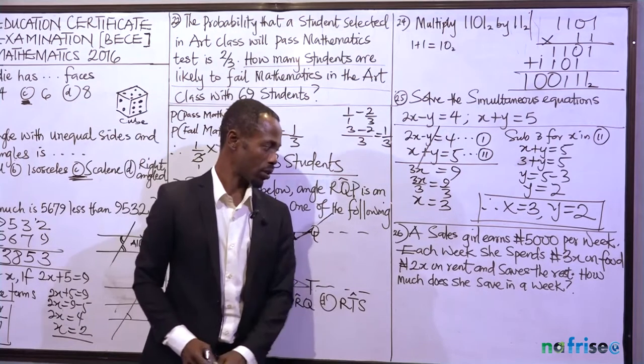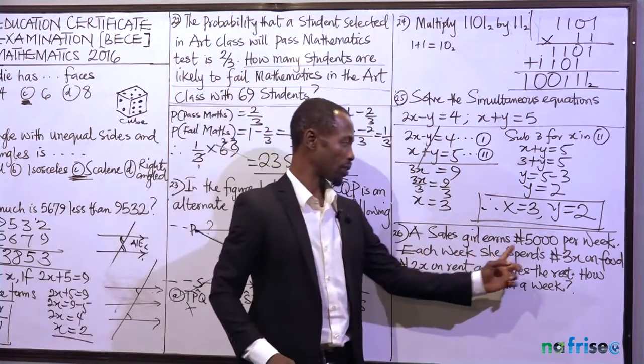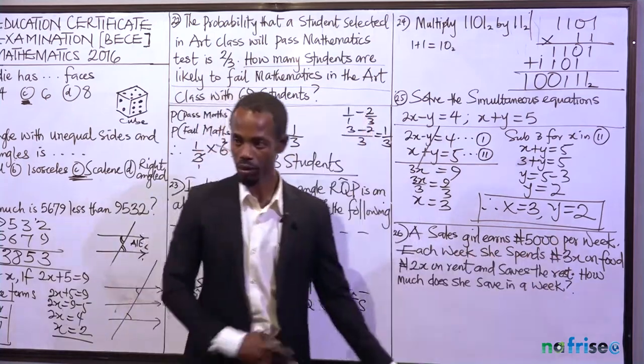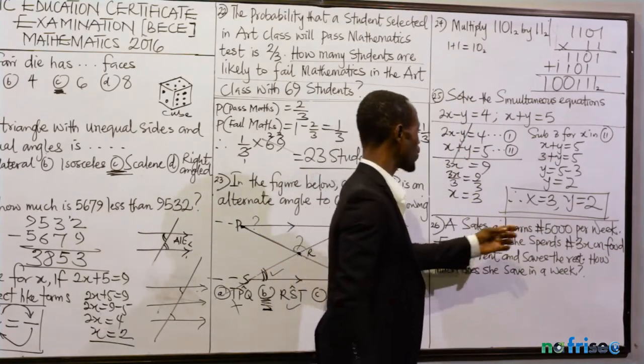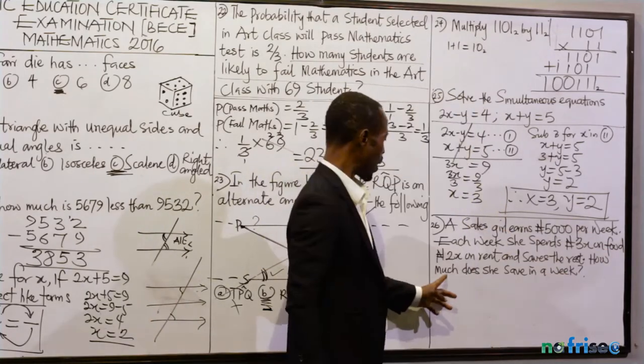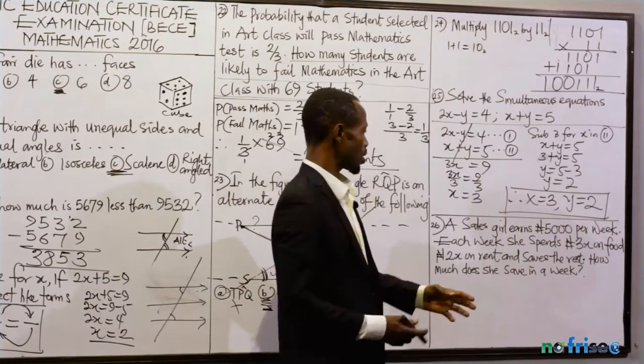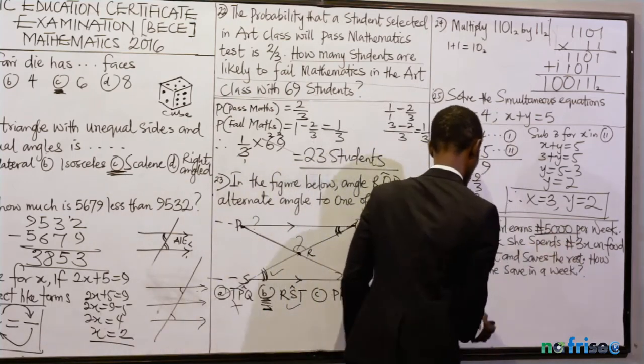Now let's go straight to number 6. Are you ready? A sales girl earns 5,000 per week. Algebra. Each week, she spends 3x on food and 2x on rent and saves the rest. How much does she save in a week? This is the total money that she earns in a week.